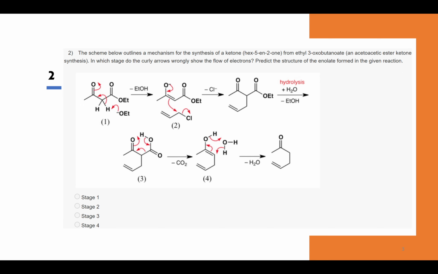So we have to find out the wrongly shown mechanism or electron flow. We will start with the first step, stage 1, and here we can see that this OEt minus is abstracting the proton, right? Then negative charge will generate here and it will form a bond here and it will open up here this way. So this is the correct way of showing the mechanism, right? If you have practiced arrow pushing mechanism, then you will understand this one.